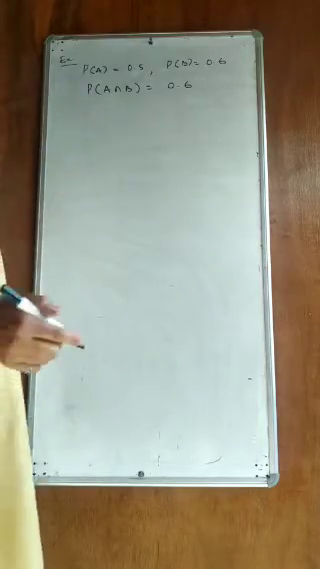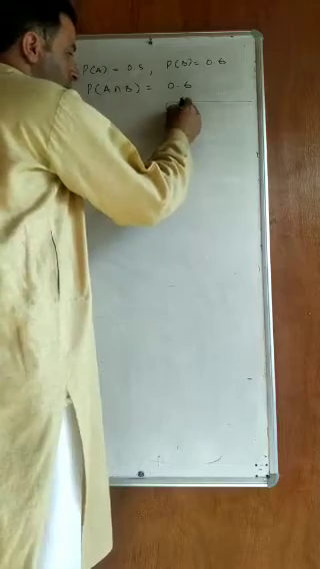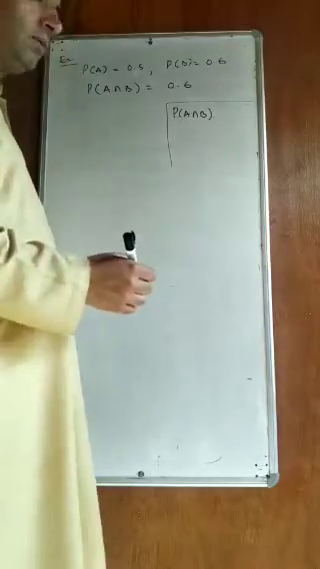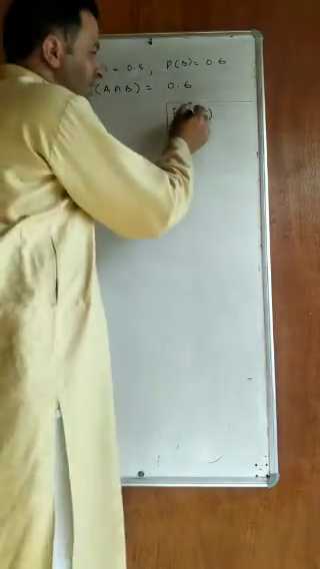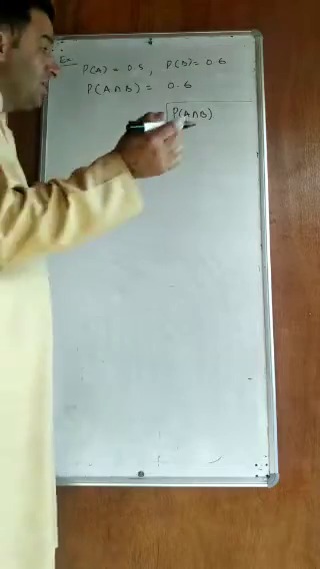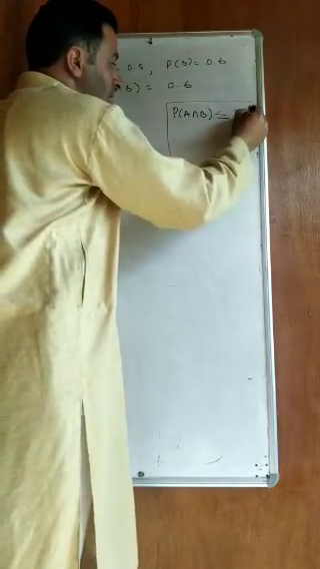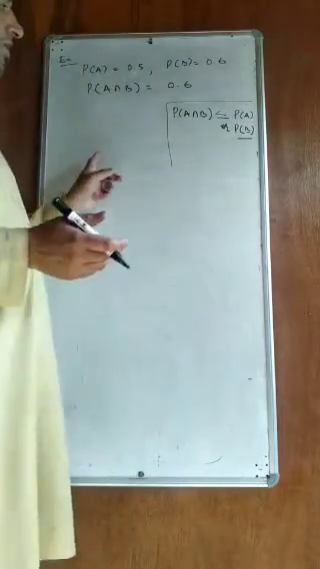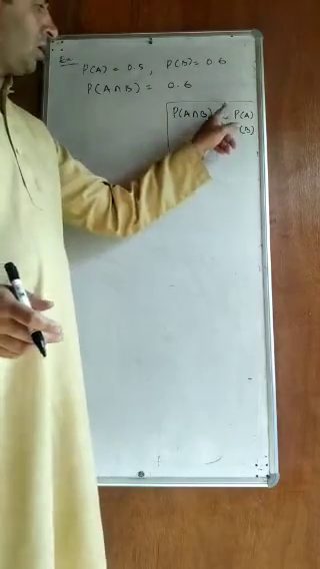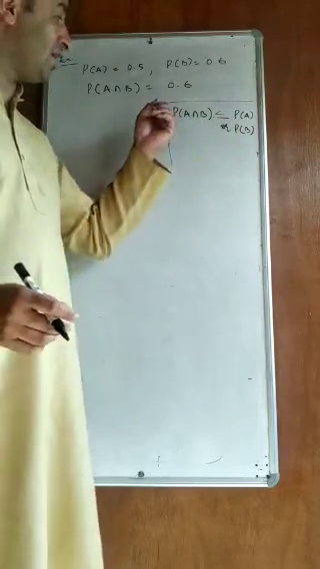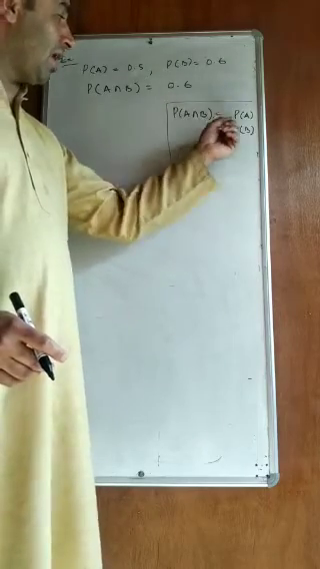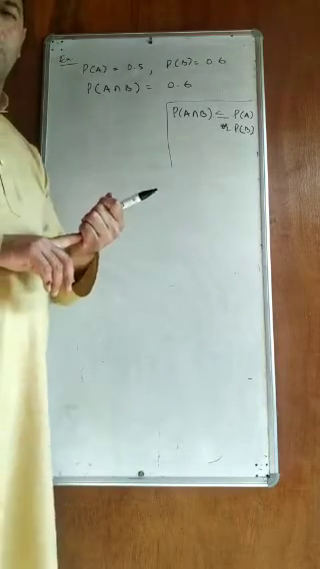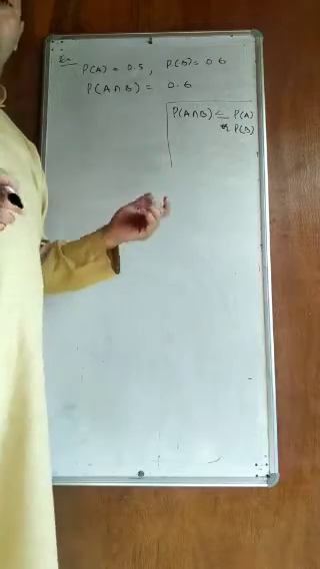In this you have to keep one thing in mind, son: this probability of A intersection B, you have to write how many points will be common in A and B. It is never greater than probability of A or probability of B. It is always less than or equal to probability of A or probability of B. At most, it is equal to probability of A or probability of B. Otherwise, it is always less than probability of A and probability of B.